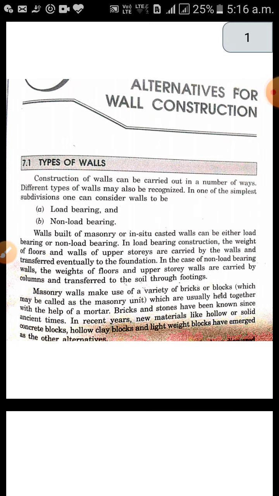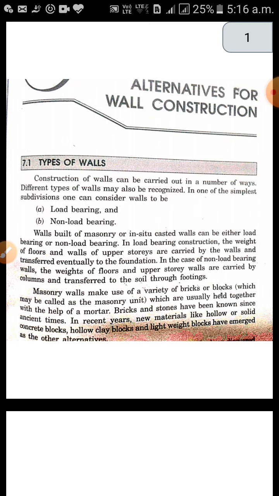So, masonry construction. In masonry construction, we are going to see how we can use different techniques or materials and reduce the energy. If you are able to reduce the material or the cost, you are indirectly reducing the energy. So, that is what we are going to see here. Here we have two types of wall construction. We have load bearing and non load bearing walls.